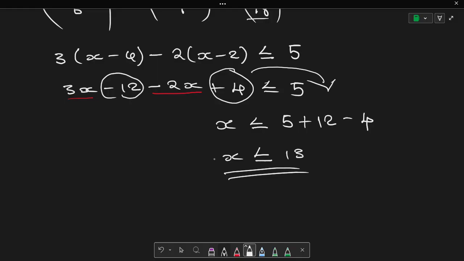Remember, if we had a negative here, we would have divided by negative 1, and the sign would have changed, and the negatives would have cancelled. But now since it is just positive throughout, the answer that you are getting is x less than or equal to 13.